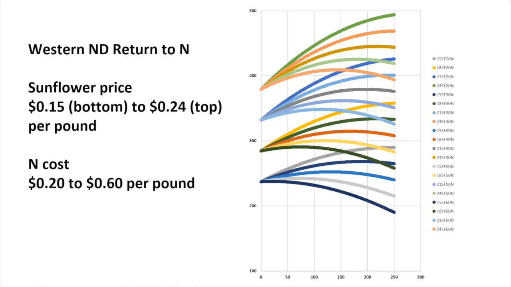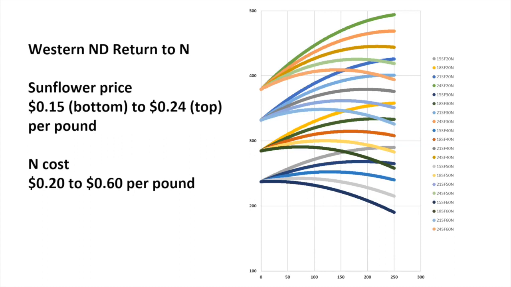So each of those arrays is a different sunflower price, from 15 cents in this example on the bottom to 24 cents on the top. And then the N cost is each of those rays that are coming out from that y-axis. And so the lower curve is a 60 cent a pound nitrogen cost, which is lower than what it is right now. Now it's about maybe 75, 80 cents, something like that, depending on what you buy. And then the top curve in each of those arrays is 20 cents.